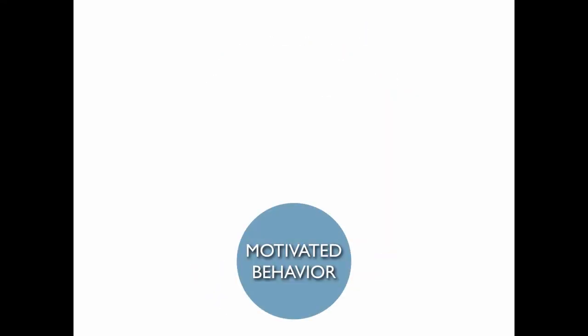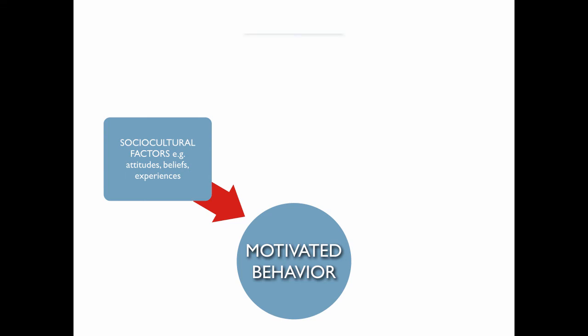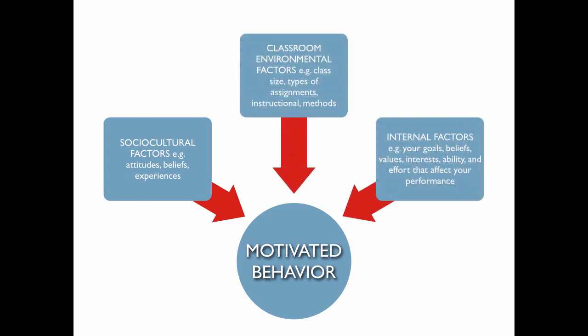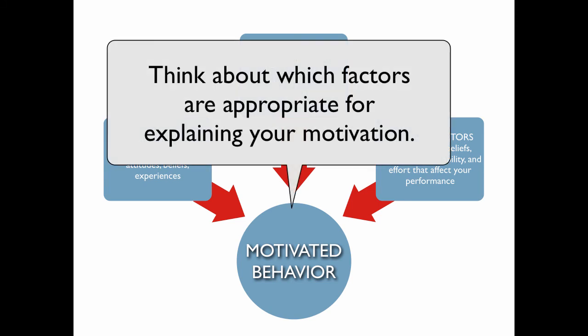So let's examine why some students are in the first group and others are in the second, and how those in one group move to the other. Motivated behavior in college consists of three factors: one, sociocultural; two, classroom environment; and three, internal factors. Let's take one at a time. As I review each of these, think about which factors are appropriate for explaining your motivation.